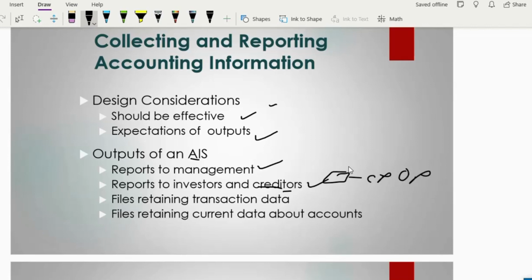Then files retaining the transactions are also one of the outputs, and we also want some current data to be kept properly. So we need files which have the current data about the accounts; those are also required from the accounting information system. These are some limited names. If I say reports to the management, there are hundreds of reports which management wants. Reports to investors and creditors, there are many reports which we have to prepare. All those fall under these outputs, but we just name them in a summarized way.